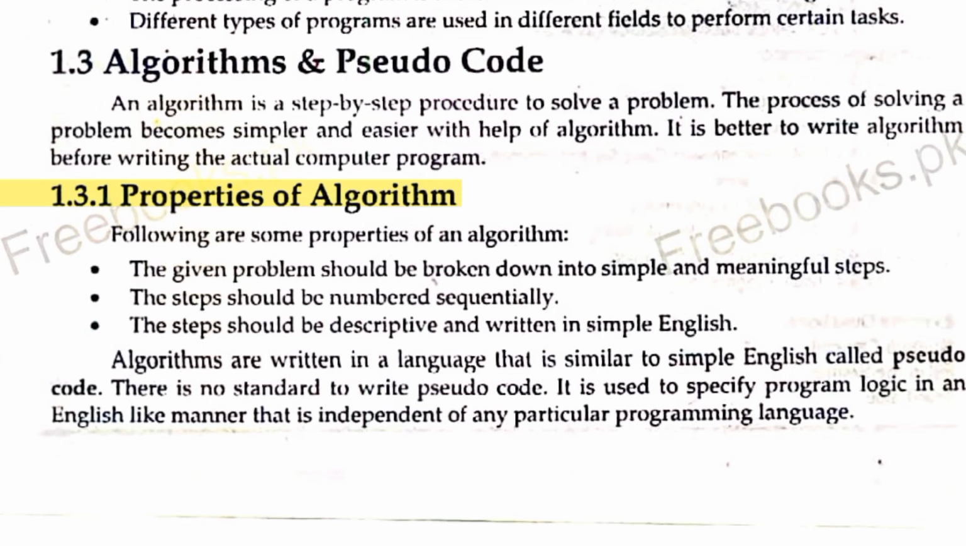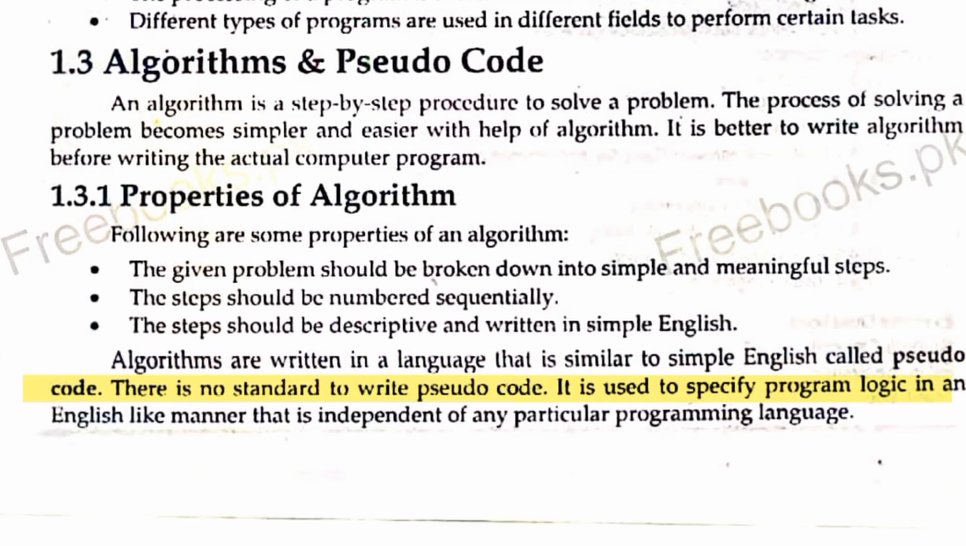1.3.1 Properties of algorithm. Following are some properties of an algorithm. The given problem should be broken down into simple and meaningful steps. The steps should be numbered sequentially. The steps should be descriptive and written in simple English. Algorithms are written in a language that is similar to simple English called pseudocode.